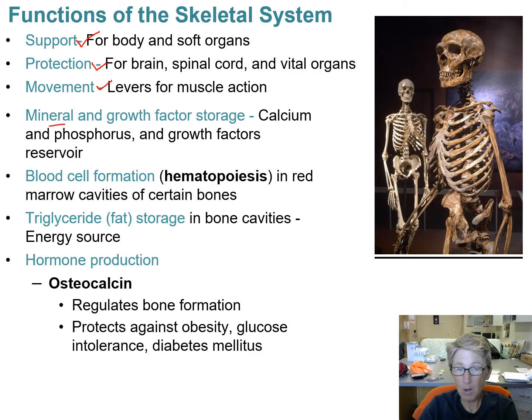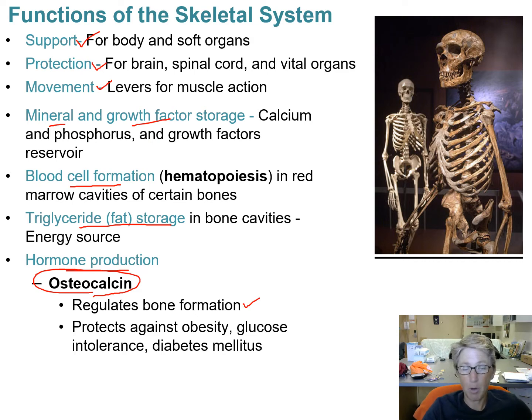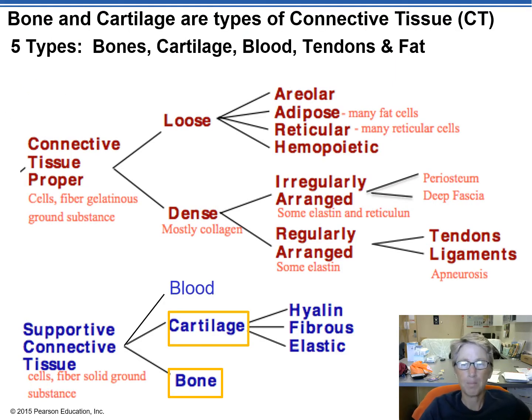Your bones store minerals and growth factors, and we'll look in depth into what those are. The skeletal system also does blood cell formation, and the cool sciencey name is hematopoiesis. You can store fat in your bone cavities. That's an energy source. And also your bones make hormones. You might not have known that, but they make this hormone called osteocalcin, and osteocalcin regulates formation of your bone. And osteocalcin protects against obesity and glucose intolerance, and therefore diabetes mellitus.